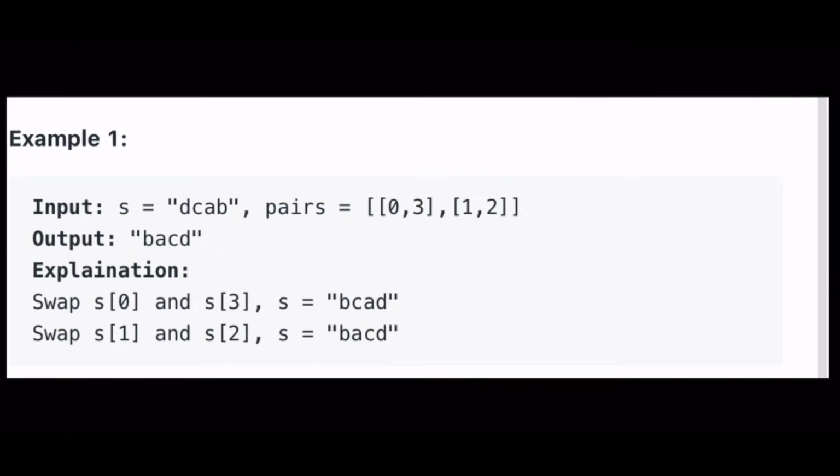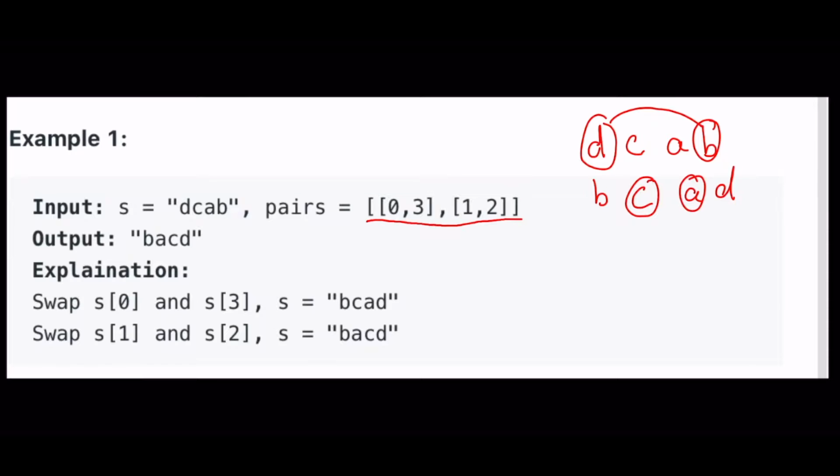Let's look at the first example. Given a string D, C, A, B and two pairs 0, 3 and 1, 2. First, we can swap index 0 with index 3, so the string becomes B, C, A, D. And then we swap index 1 with index 2, so the final answer is B, A, C, D.